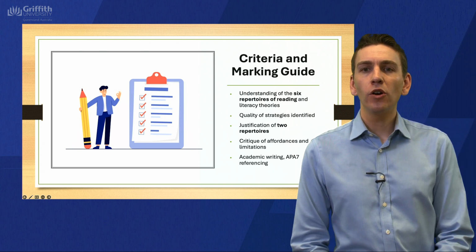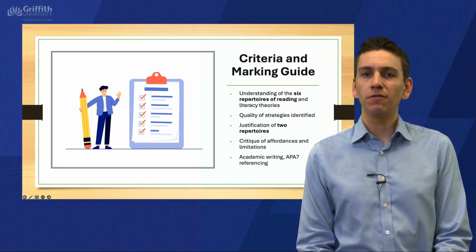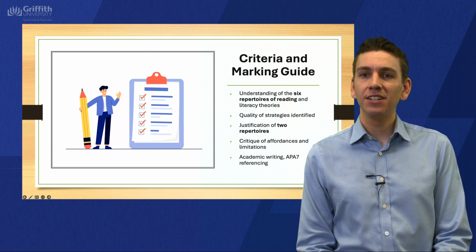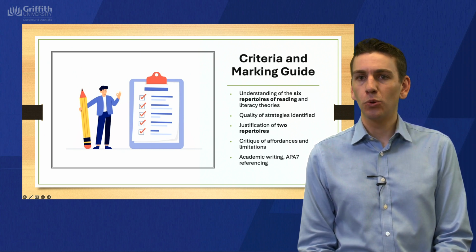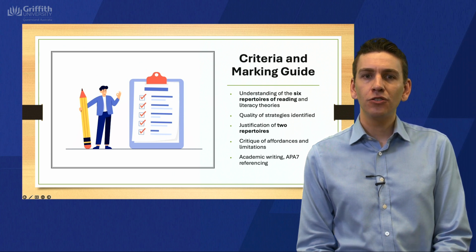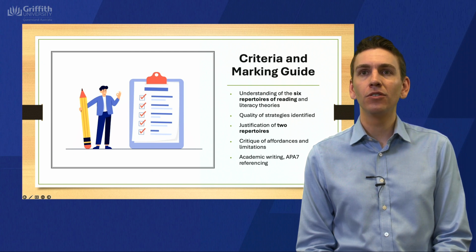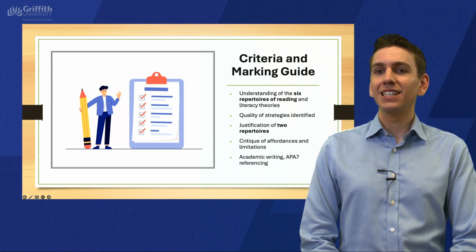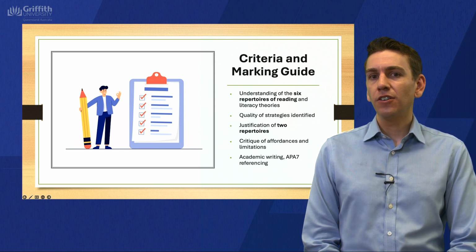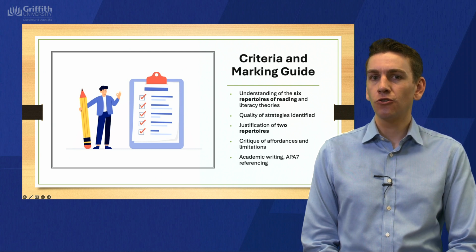Right. When working on your assignment, please make sure you clearly demonstrate your understanding of the 6 repertoires of reading and the literacy theories we've covered. The quality of the strategies you identify is important. You have to choose one that's evidence-based, so it means it's backed up by literature. It's either peer-reviewed or it's published in a notable source there as well, and it's relevant to the child's reading development. You also need to justify your choices of the 2 repertoires. Explain why they are best fit for the child you're working with.